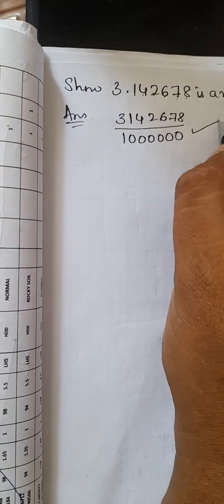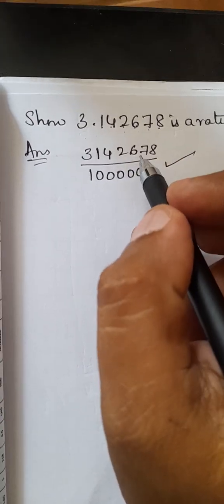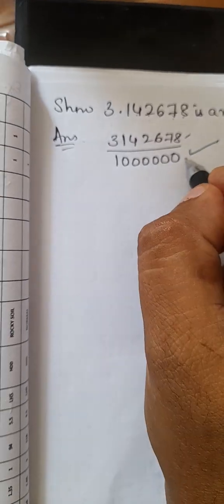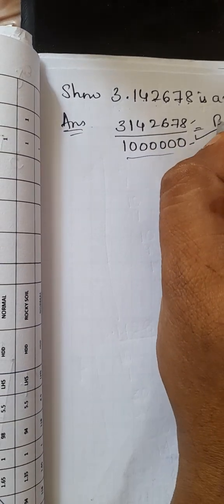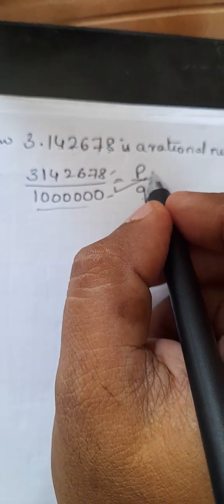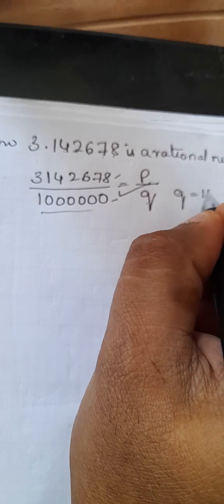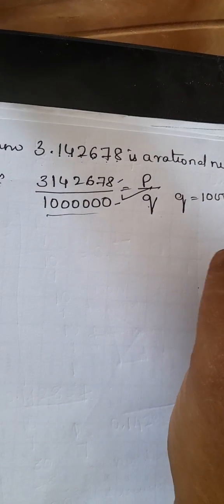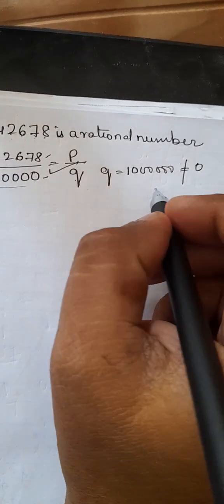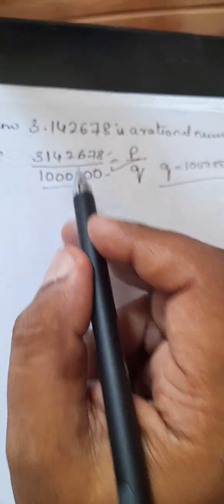So this is the representation of a rational number, because this is an integer, this is an integer, and this is in the form of P by Q, where both are integers and Q is 1000000, which is surely not equal to 0. So this qualifies to be a rational number.